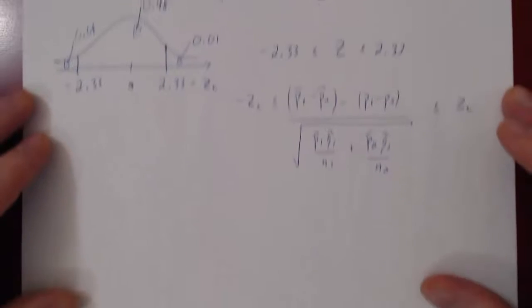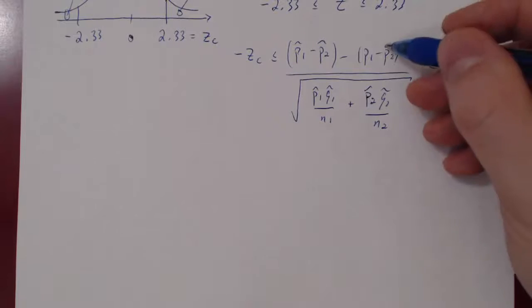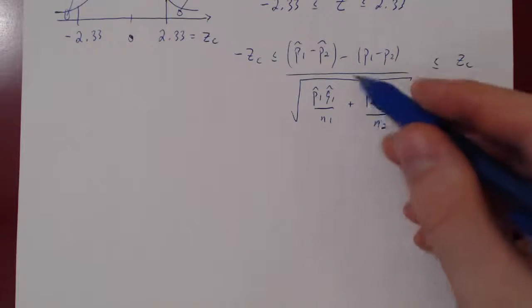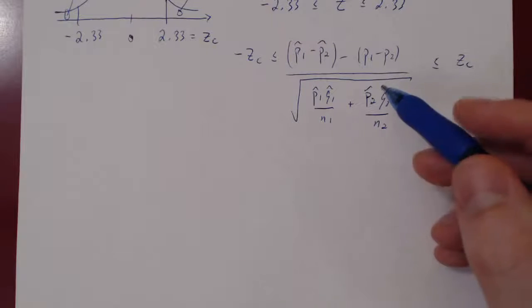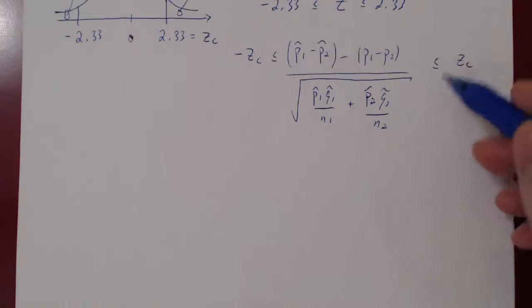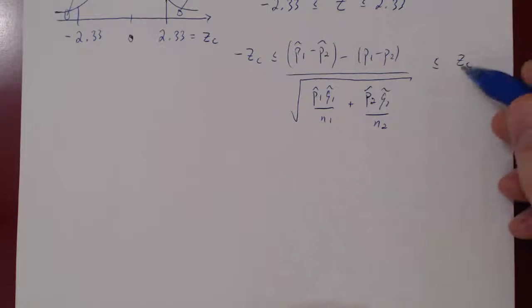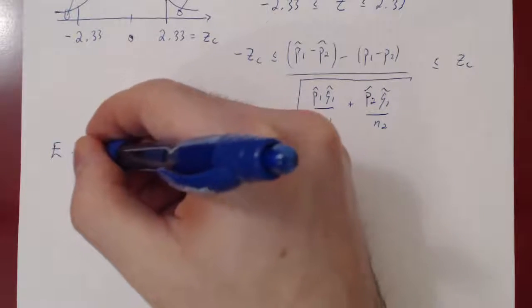Now we'll leave the algebra up to you because this is something we've done several times before. You want to isolate this, so you'll multiply across by the square root, and you'll then have a difference between the sample difference and the true difference. So you'll have the error in ZC times this. So let's just write this. This would be the error.